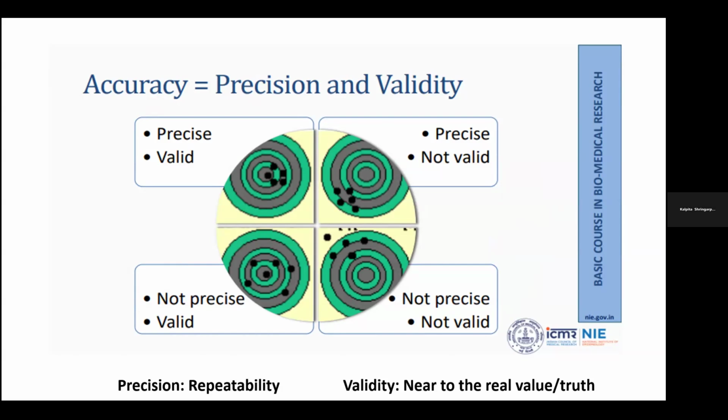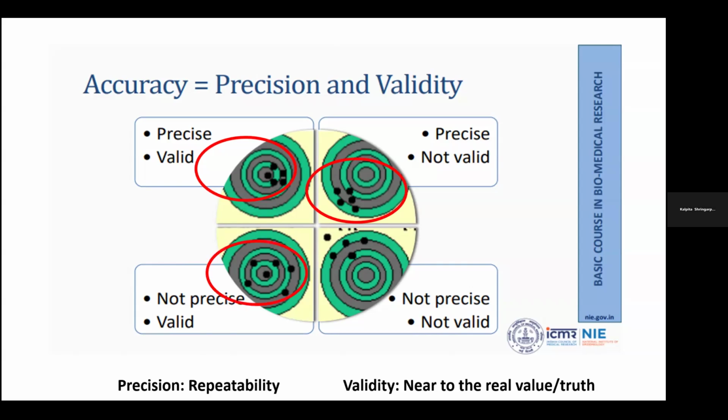If I take a look at this slide, you have a bull's eye, that is the central point. The first figure shows that the values are precise as well as valid. If the bullseye is the real truth, all the findings are repeatedly coming near that truth, so they are precise and valid. But when you look at the second circle, all the findings are repeatable, so the precision is good, but they are very far from the truth, that is the center. So there is no validity.